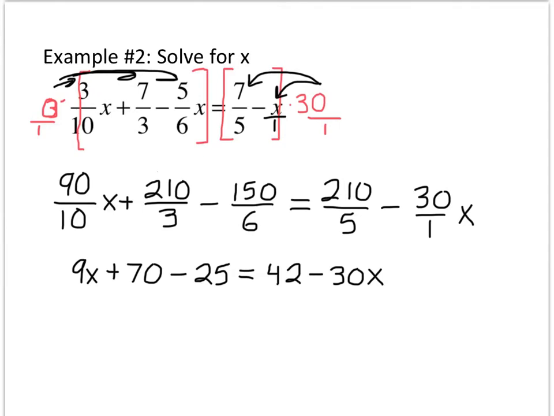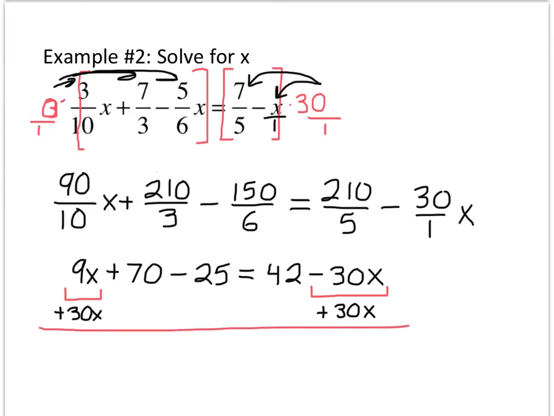So again, now we want to combine our like terms, and looking at our like terms, I see a few options here. First, I see these negative 30x and the 9x. I always like to try to get rid of negatives if I can, so I'm going to use the inverse of subtraction and add 30x to both sides of the equation. So that's going to leave us then, I'll put a new line here. That's going to give us 30 plus 9x, which is 39x.